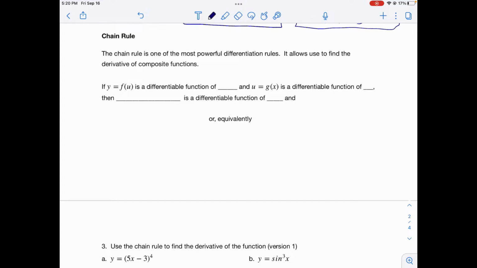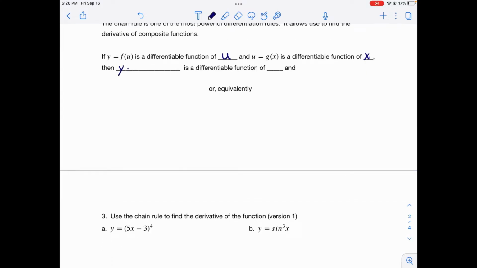So the official rule is if y is equal to f of u is a differentiable function of u, and u is equal to g of x is a differentiable function of x, then if I have the function y is equal to f of g of x, so g of x is my inside function, so I have a function inside of another function, and it's differentiable in terms of x, I could find the derivative of y with respect to x by taking the derivative of y with respect to u times the derivative of u with respect to x.